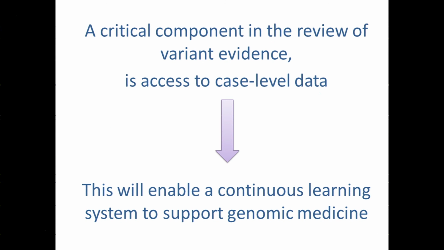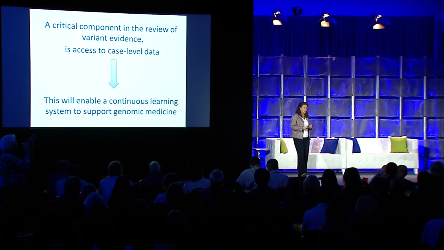Now, one of the things that effectively informs a lot of the approaches we take is access to patient data, cases with diagnoses, sets of variants. That's what we all need to use to understand genomic variation. So how do we really build access to a case-level database so that we can inform our interpretation? And I think that will fundamentally underlie a continuous learning system that we need to create to support genomic medicine.